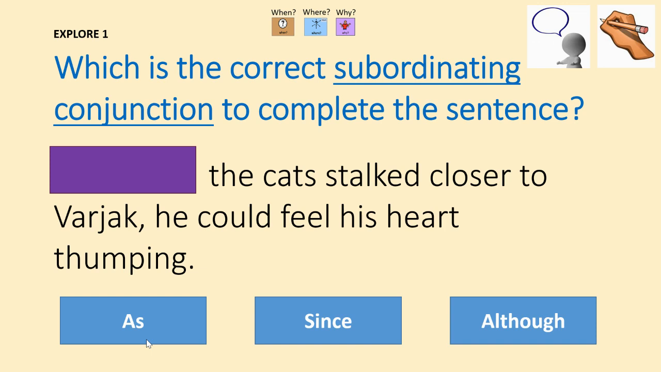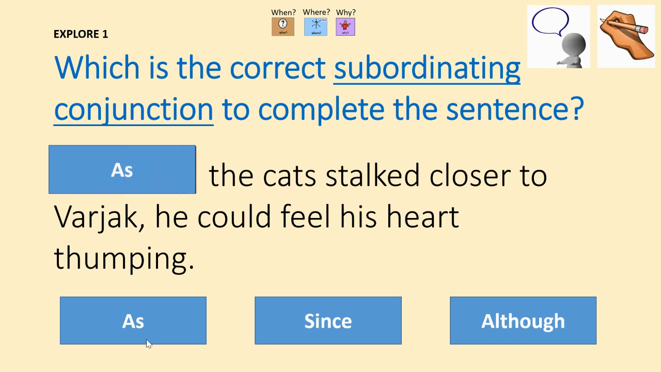Okay, so let's have a look. As the cat stalked closer to Varjak, he could feel his heart thumping. Since the cat stalked closer to Varjak, he could feel his heart thumping. Although the cat stalked closer to Varjak, he could feel his heart thumping. Well, I think it really needs to be the first one. As or since. This is a tricky one, isn't it? So is it as or since? Let's have a look and see. It's as. There we go.